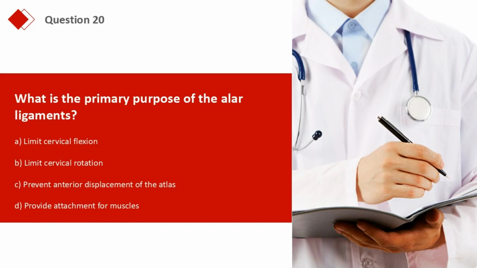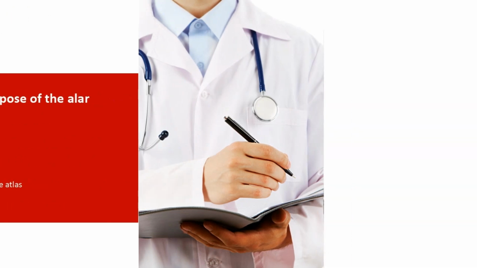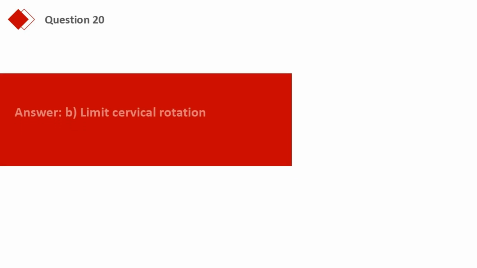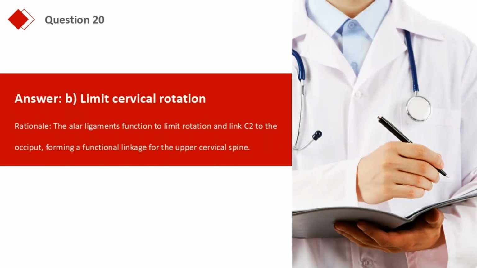Question 20. What is the primary purpose of the alar ligaments? A. Limit cervical flexion. B. Limit cervical rotation. C. Prevent anterior displacement of the atlas. D. Provide attachment for muscle. Answer: B. Limit cervical rotation.